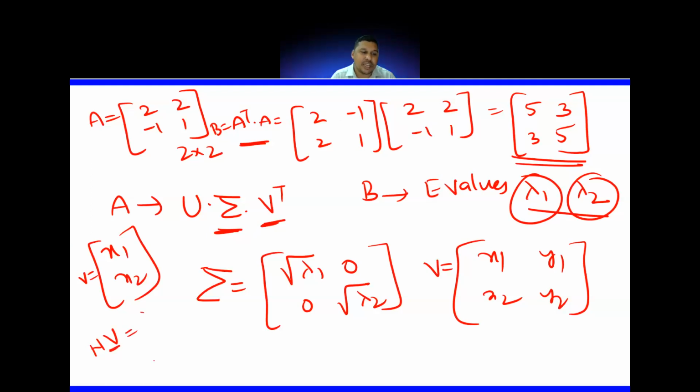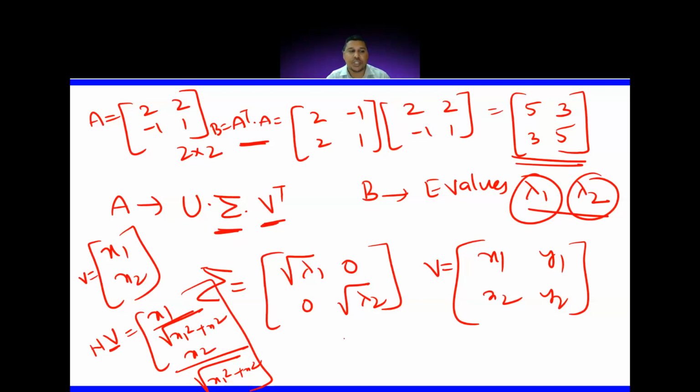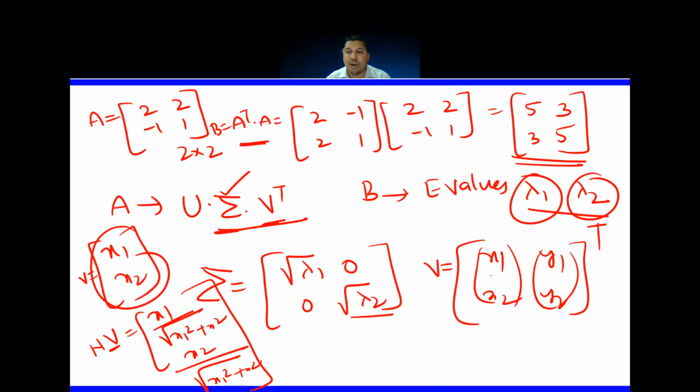the normalized form of vector v is x1 by square root of x1 square plus x2 square, next, x2 by square root of x1 square plus x2 square. This is the normalized vector. So you have to normalize these two vectors, x1, x2 and y1, y2. These are two separate vectors, right? Normalize them, then take the transpose of that and include it here. So the sigma matrix is square root of lambda 1, 0, 0, square root of lambda 2, and V is the normalized eigenvector of lambda 1 and the normalized eigenvector of lambda 2.